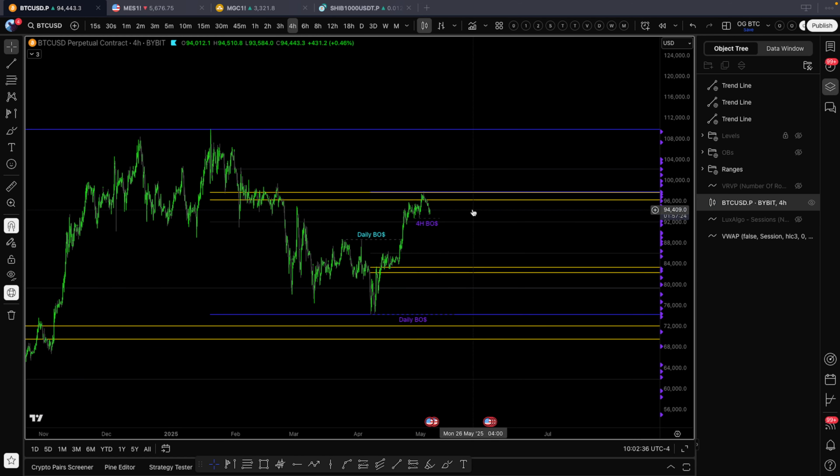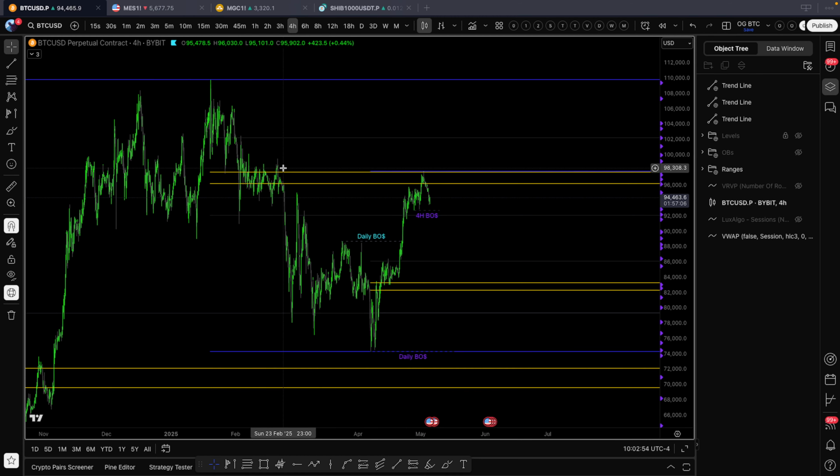We could potentially just SFP this 4-hour low and continue up higher and continue a little bit deeper into this golden zone, 618 to this 786 here, sweeping all this liquidity here, and then coming down to maybe this level or this level.